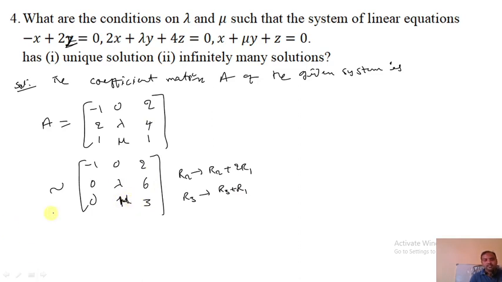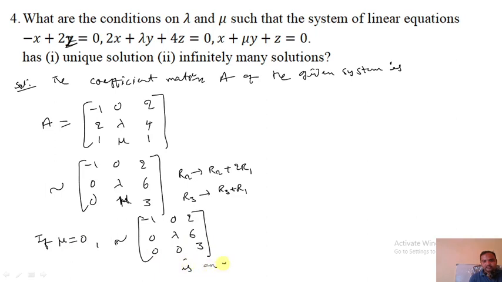Suppose in this one, two unknowns are there. Suppose nu equals 0. If nu equals 0, then the system is minus 1, 0, 2; 0, lambda, 6; 0, 0, 3. This form is an echelon form. Now observe here, the unique solution, first one.